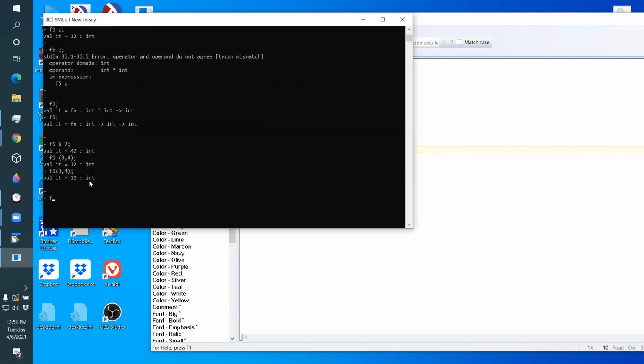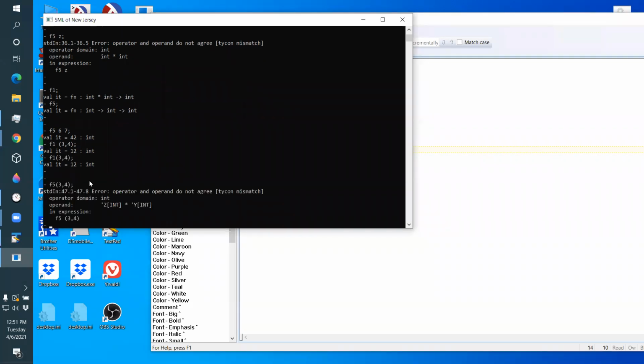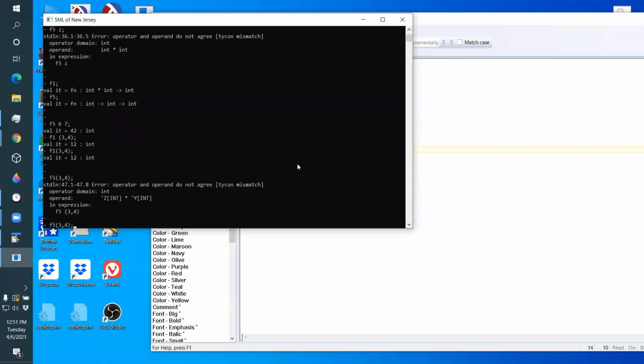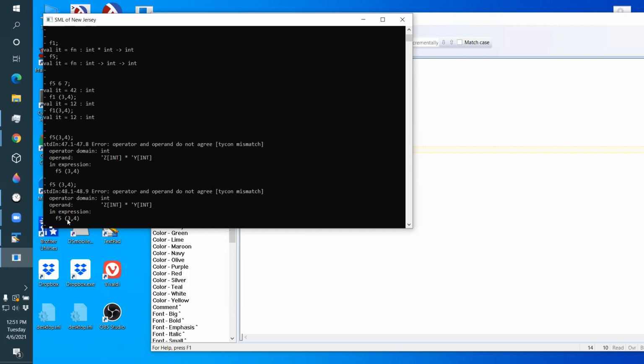So you'd want to do F5 of 3, 4. And that's not how F5 wants to be. See, F5, now it's back to saying, no, I take in an int, but you gave me a pair of ints. F5 is supposed to take in an int, but it was given a pair. See, and it didn't matter if I put the space there or not. The space doesn't really mean anything.